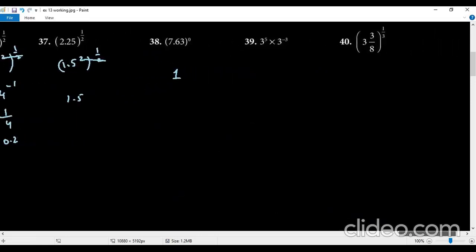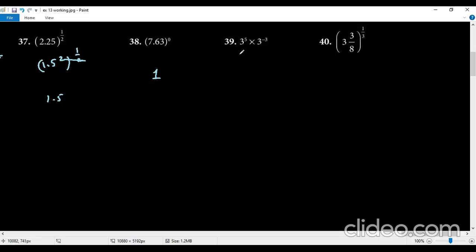When it comes to question number 39, 3 to the power 5 is multiplied by 3 to the power negative 3. When numbers are multiplied, powers are added. So plus minus 3, that means 3 to the power 5 minus 3. That means 3 square is going to be your final answer. Or you can say 9.